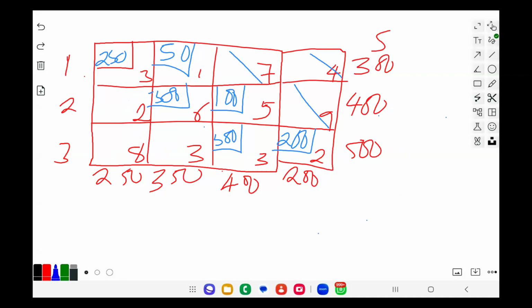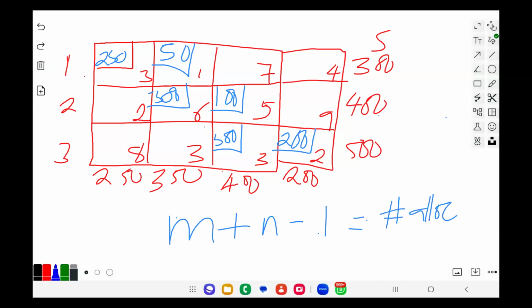Okay. So having said that, I'll just erase the areas that are not allocated. This is where we start from, the second step. First of all, we have to check whether this rule is obeyed, which is m plus n minus 1. It should be equal to the number of allocated cells.